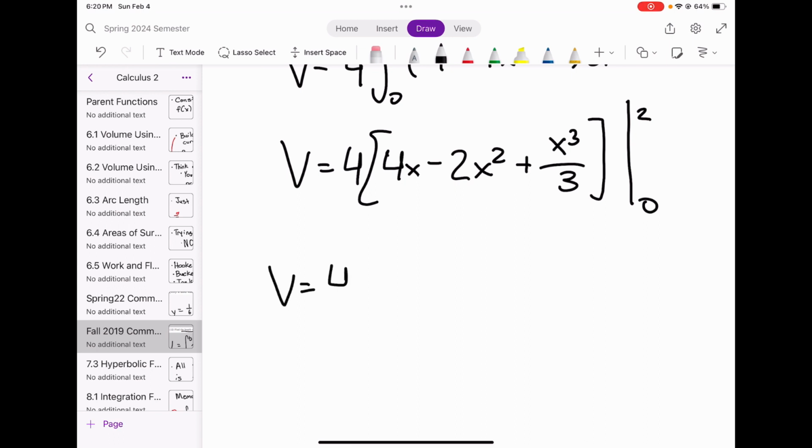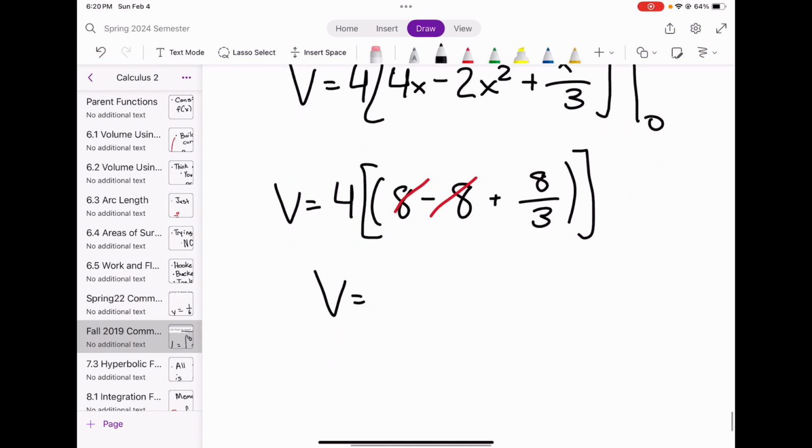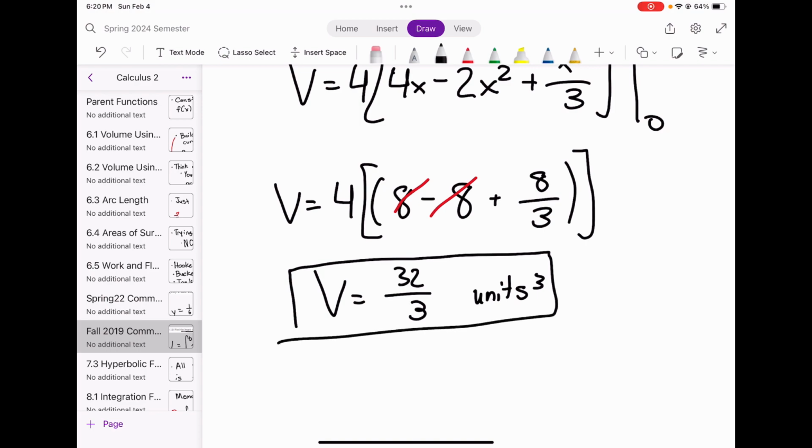So V is equal to 4 times, 2 times 4 is 8, minus 2 squared times 2, which is also 8. Oh, did you look at that? That and that will cancel. Plus 2 cubed, which is 8 again, over 3. So 8 over 3. So V is equal to 32 over 3 units cubed. And that's the last question.